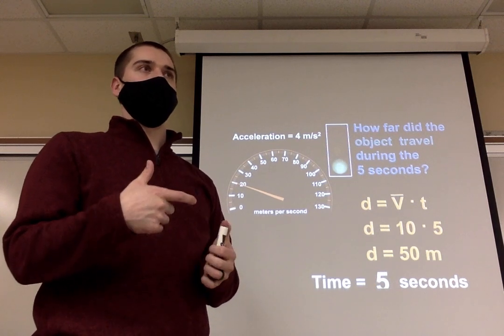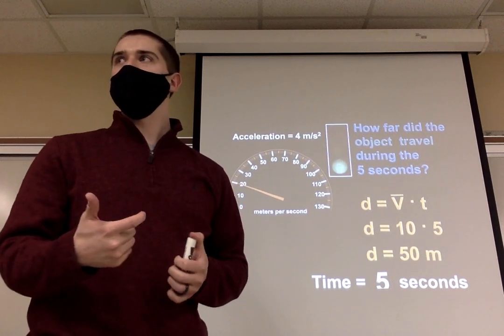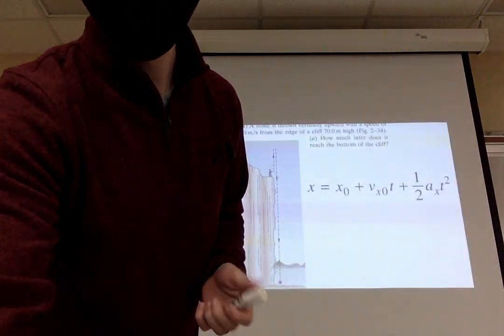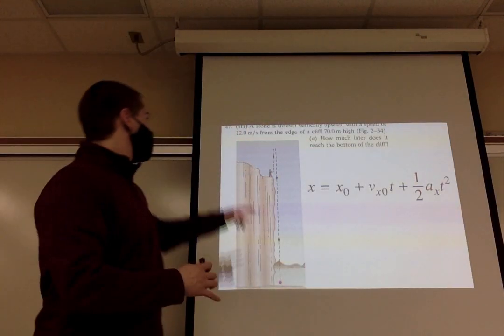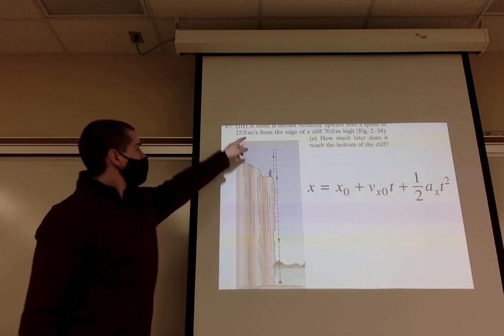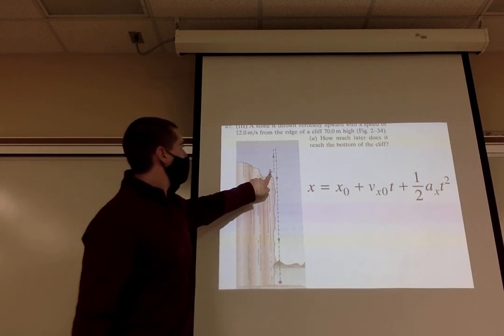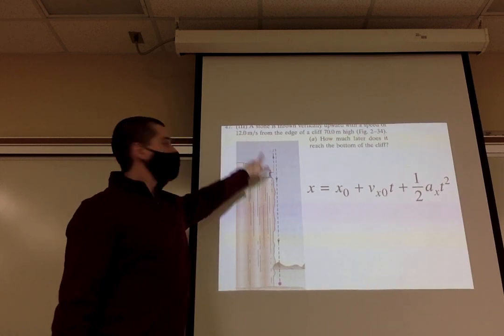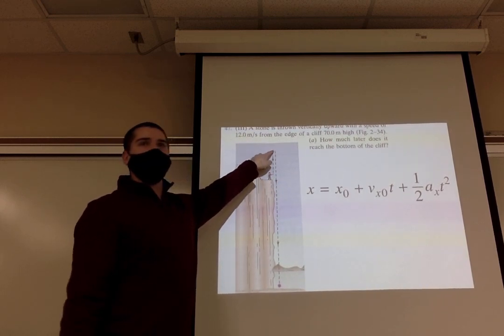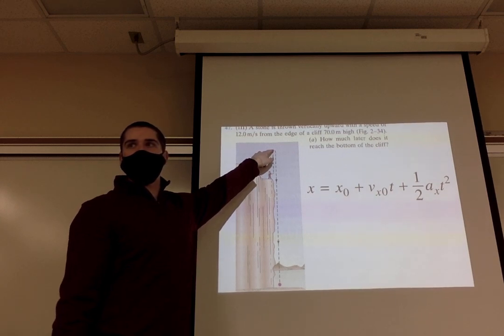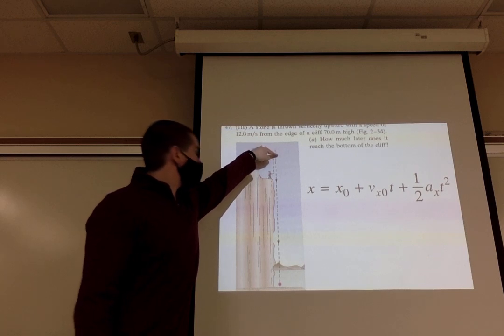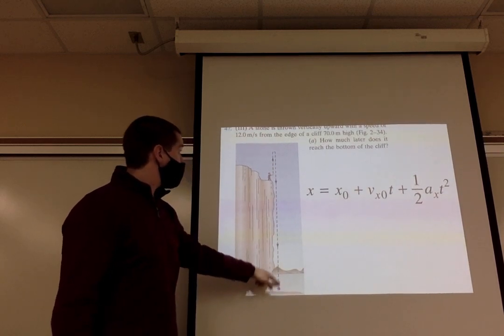Here's an example problem. Stone, you're up here on this cliff. You throw it up with a speed of 12 meters per second. What happens at the very tippy top? What's its speed? 0. That's when it stops, and then it starts to fall all the way down. The cliff is 70 meters tall. How long does it take to reach the bottom of the cliff?